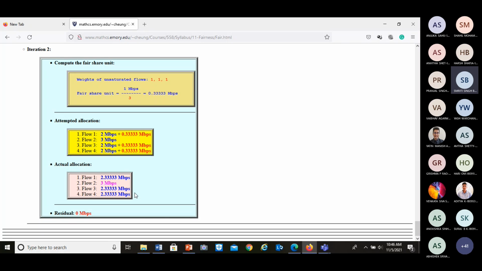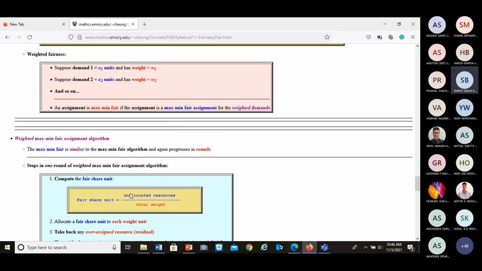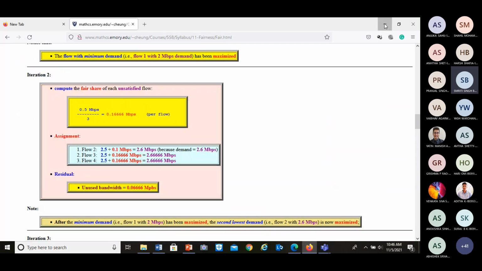So the only thing here is that you need to consider the weight. Based on the weight, you need to allocate first. Then after that, if it exceeds what they have requested, the excess has to be distributed among the other users. So that is weighted max min. And the first one was the simple max min allocation, without weights.